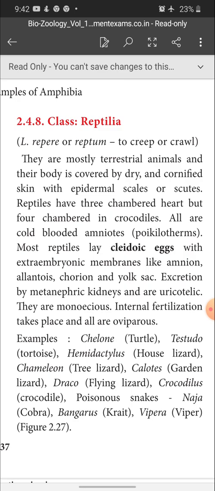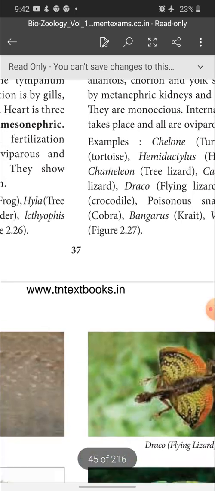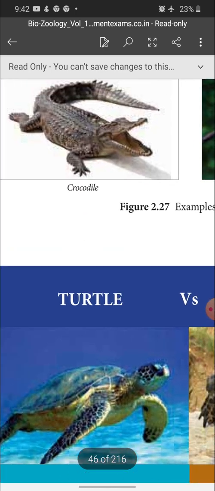So far, both the fishes and amphibians have mesonephric kidney. Here in reptilia, aves and mammals, metanephric kidney has taken place. And they are monoecious. Internal fertilization takes place and all are oviparous. Example, please go through the example, children. And next, mammalia.